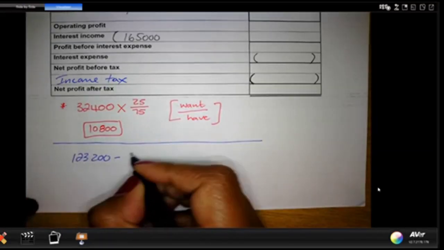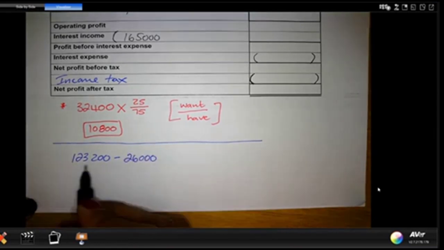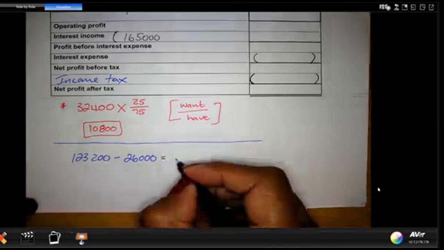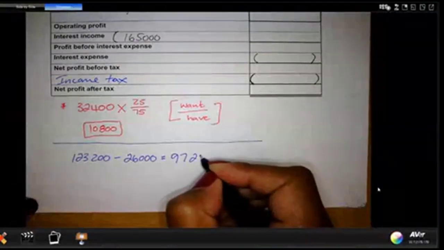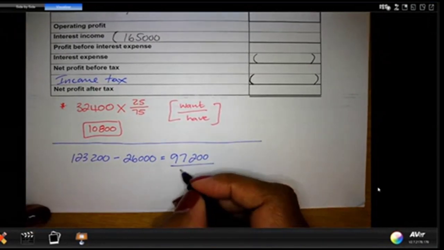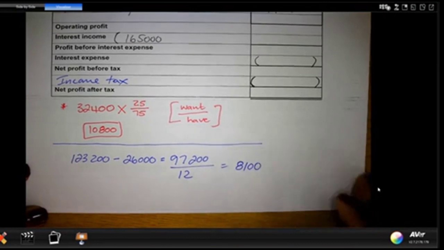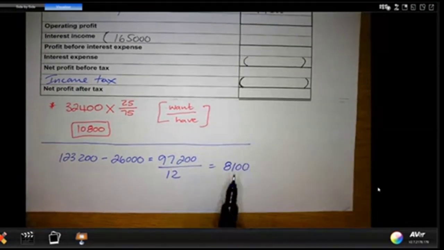123,200 minus the 26,000, because that's my once-off payment. Now I want to work out what my monthly amount is, because my monthly amount is prepaid. Divide that by 12 and I get 8,100. The 2 months that is prepaid, I now need to consider.